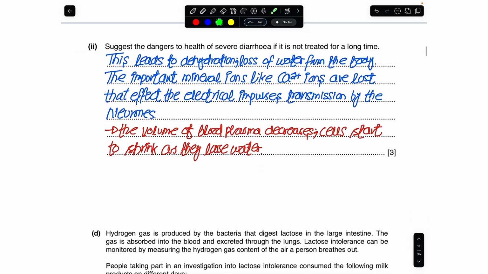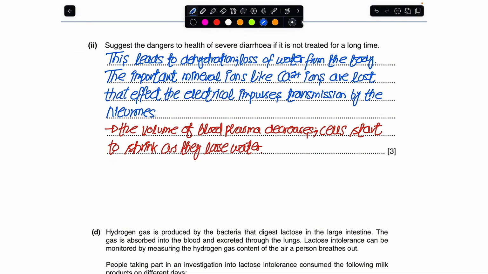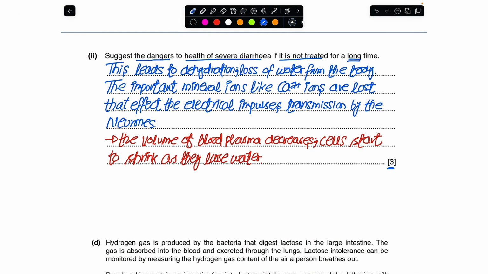If I come toward the second question, for a total of 3 marks, they say suggest the dangers to health of severe diarrhea if it is not treated for a longer time. When the person has severe diarrhea, the ultimate outcome would be dehydration. And why dehydration? Because in diarrhea, the person would lose a lot of water from the body, and there would be loss of some essential mineral ions, like the calcium ions.